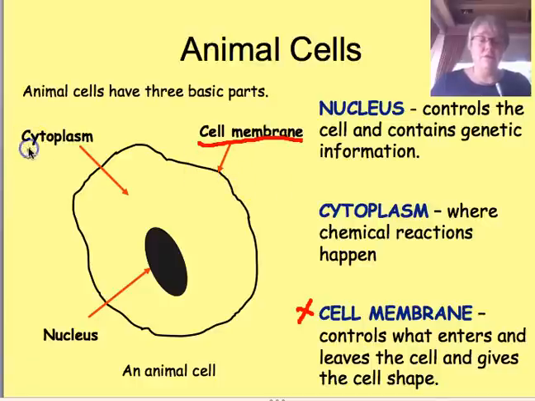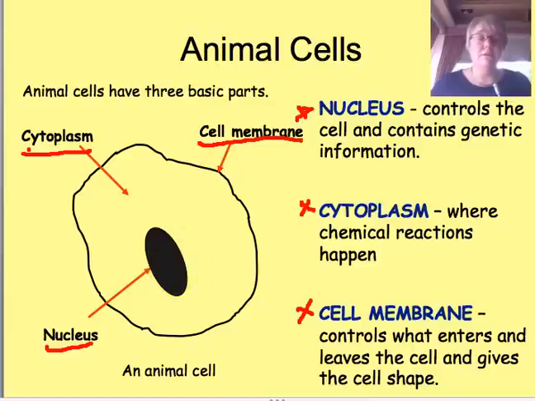Then next you've got the cytoplasm. The cytoplasm is the area in the cell where chemical reactions happen. And then lastly, you've got the nucleus. The nucleus has in it the chromosomes in the cell, and it controls the cell. It contains all the genetic information, and it's involved in controlling the formation of proteins and such like. We'll look at that in more detail as we go on.